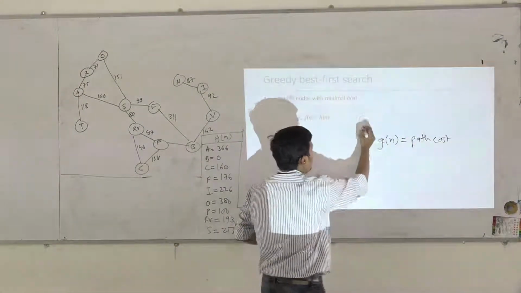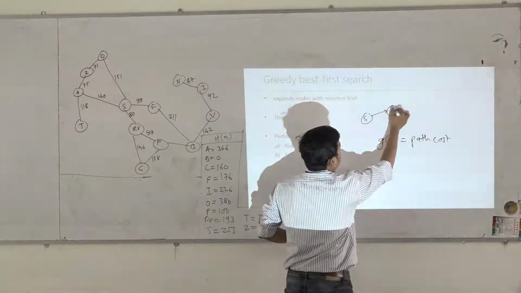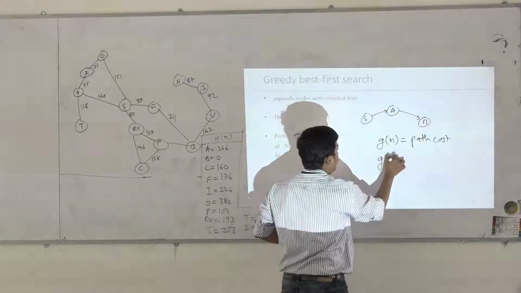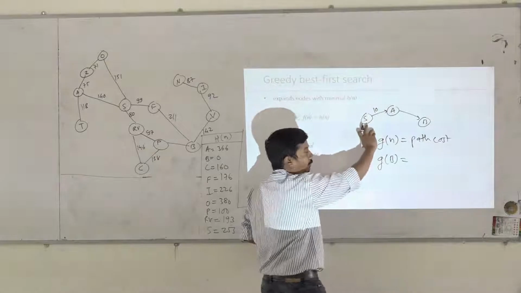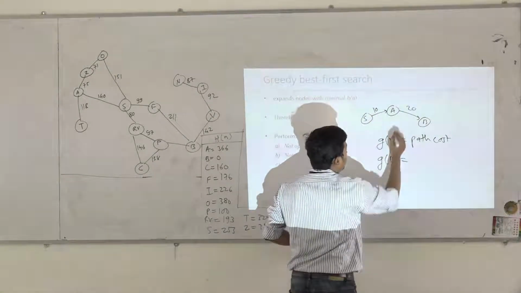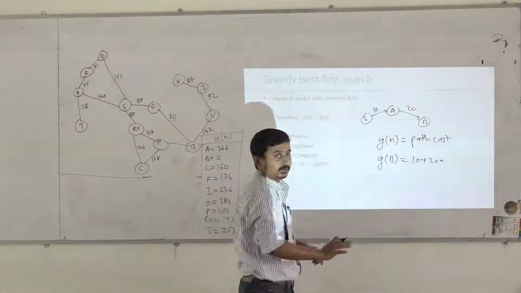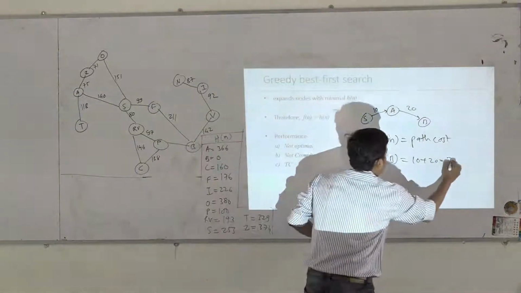If this is our start node S, and this is node A and this is node B, then g of B will be, let us say the cost of going from S to A is 10 and from A to B is 20, so g of B will be 10 plus 20. This is the actual cost, so path cost will be the actual cost. So it is 30.